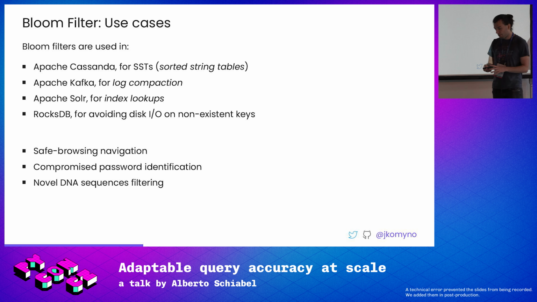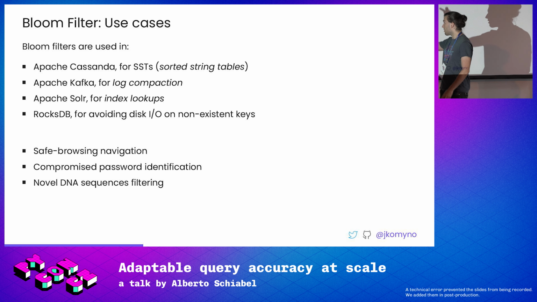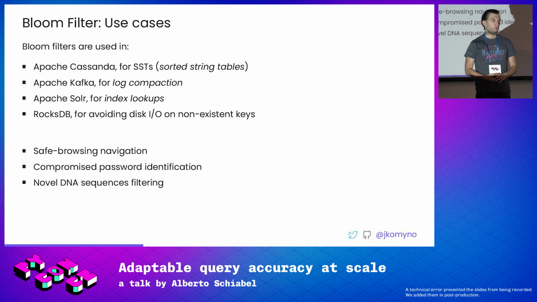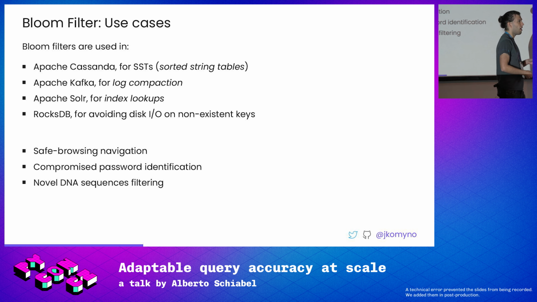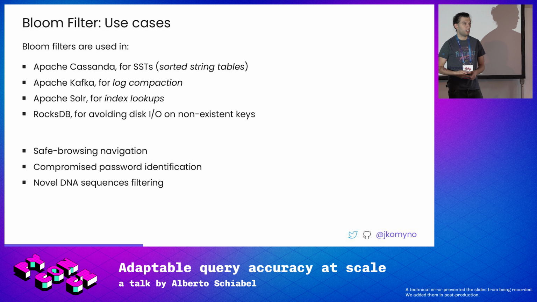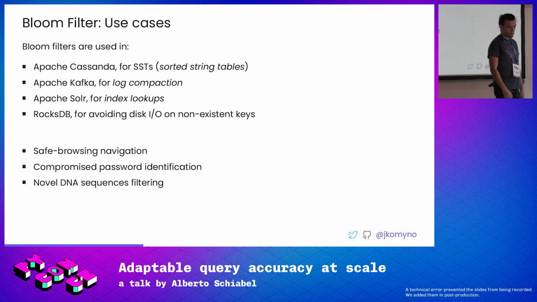And there are a few use cases. Popular databases and data processing tools, Apache Cassandra, Kafka, and others, use Bloom filters under the hood. They were also used in the past for determining, as you typed your password in a login system, whether your password was safe or whether it was already leaked in some online database.